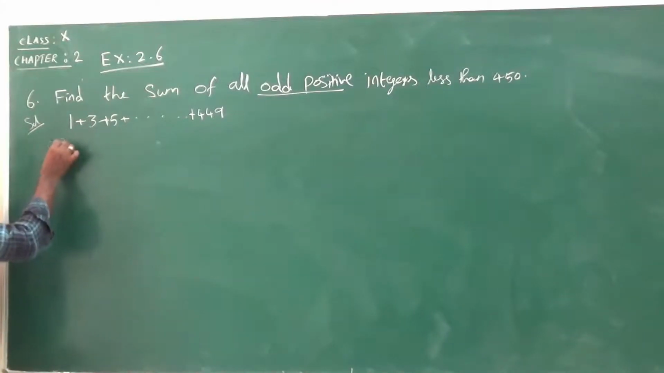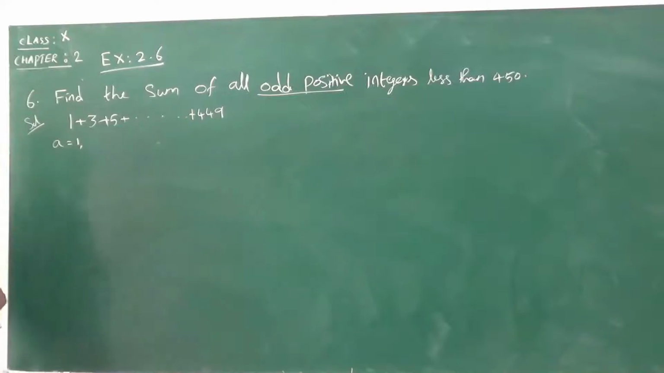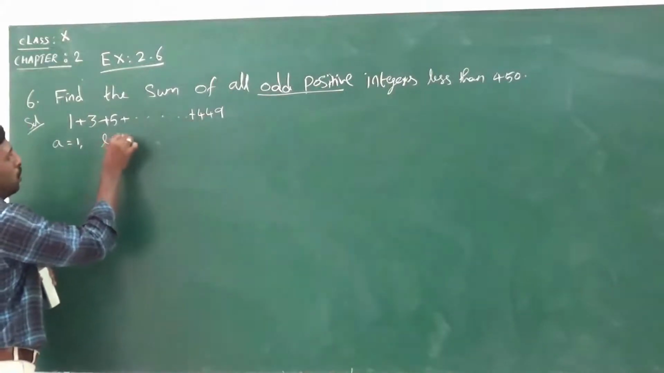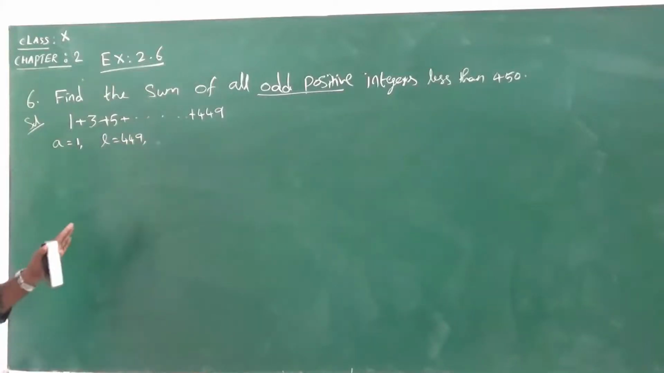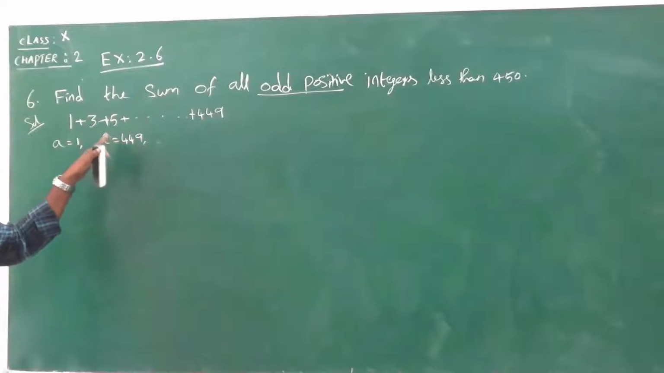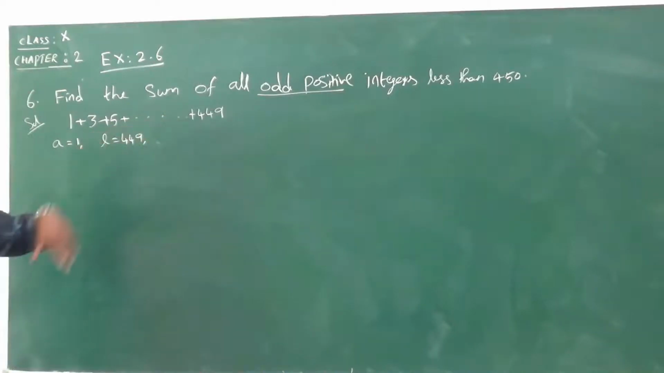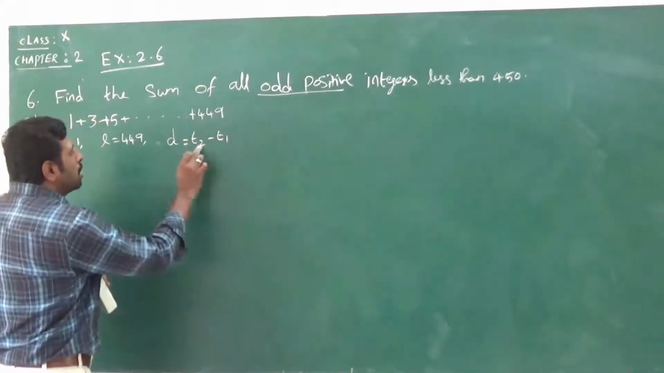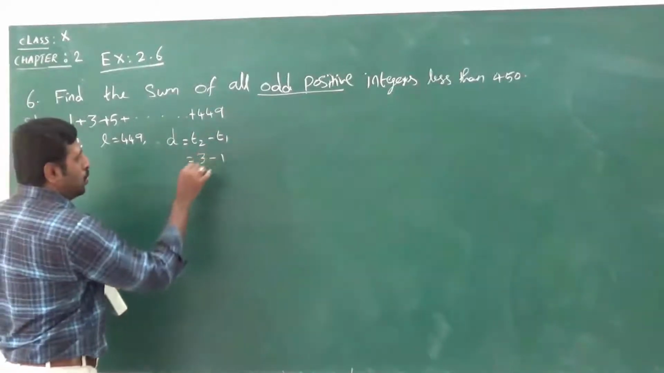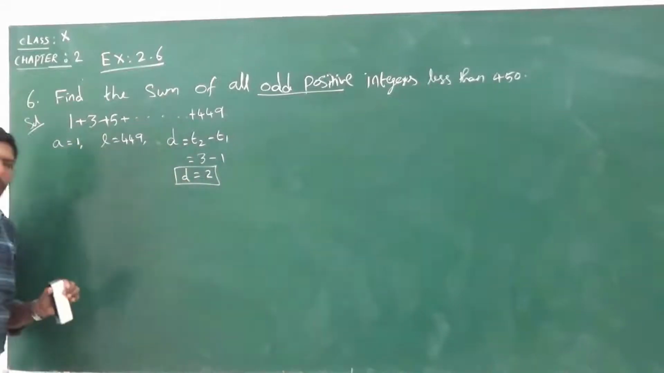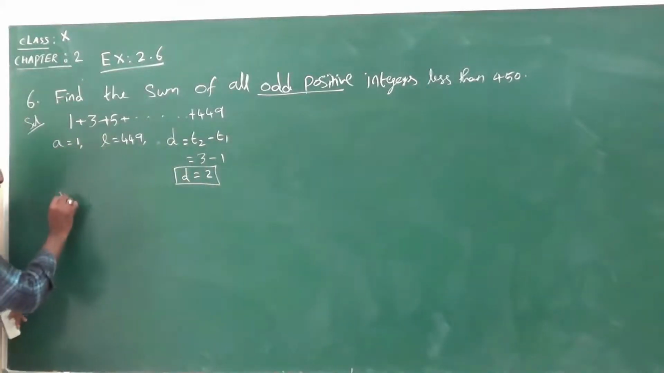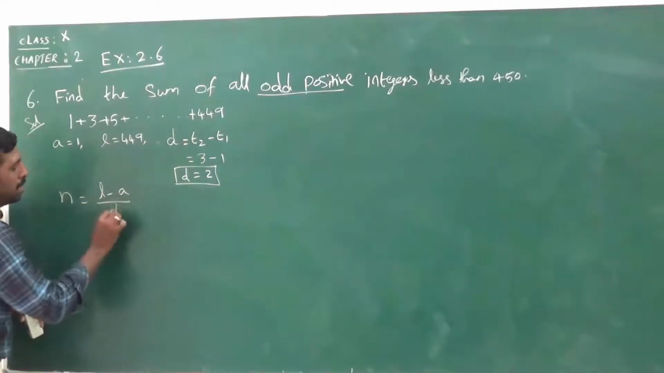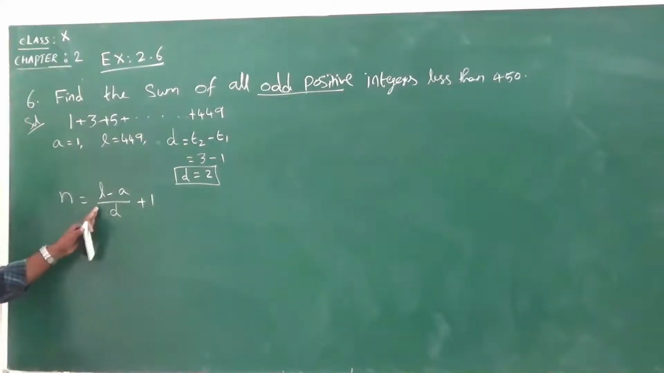Here, we know the first term a is 1, and the last term l is equal to 449. If you want to find the sum of these terms, first of all you want to know how many terms there are, that is, the nth term. So here d is equal to second term minus first term. The second term is 3, 3 minus 1 is 2. So d is equal to 2. To find the number of terms, n is equal to l minus a divided by d, plus 1 is the formula.